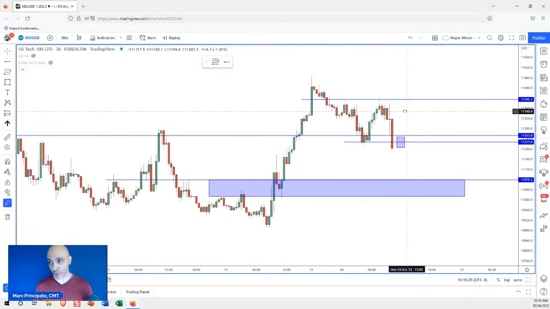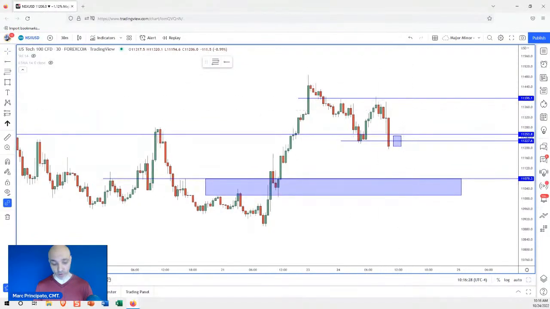Look for a continuation pattern for shorts on smaller time frames, and you're targeting this area over here, which is the 11,000 area. So that's 200 points away. The NASDAQ can easily do 150, 200 points intraday. It can do that, so keep that in mind. This affects your stocks if you're in mainstream stocks.